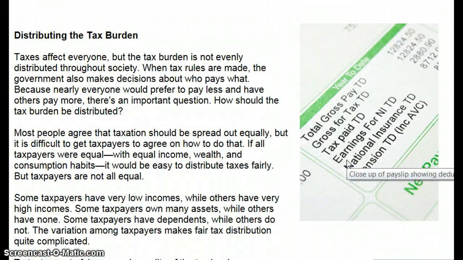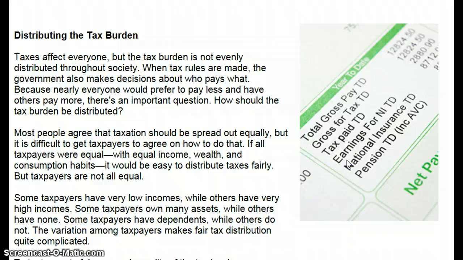Distributing the tax burden. Taxes affect everyone, but the tax burden is not evenly distributed throughout society. When tax rules are made, the government also makes decisions about who pays what. Because nearly everyone would prefer to pay less and have others pay more, there is an important question. How should the tax burden be distributed?